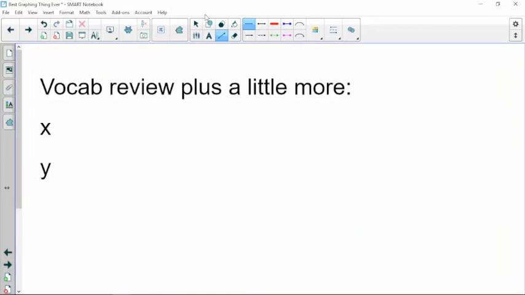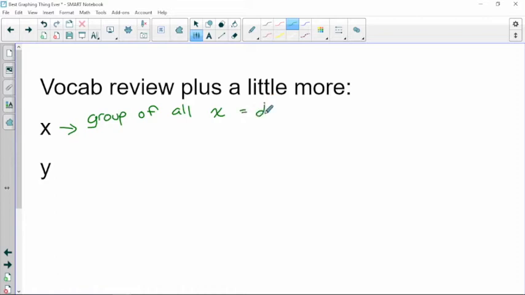So one last little bit of vocab. X, when we talk about X, the group of all X is the domain. If I ask if something's in the domain, I'm asking is it one of the X values. The group of all Y is the range. So if I ask if something's in the range, I'm asking is it a Y value of that function.